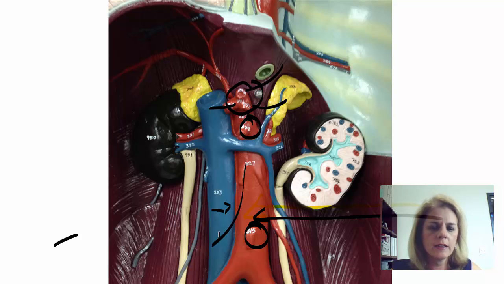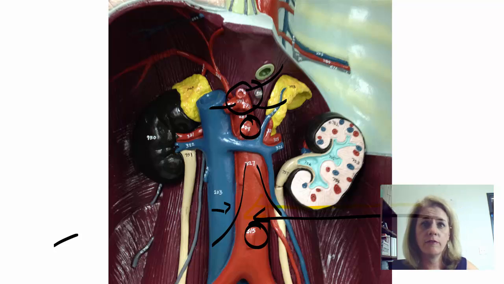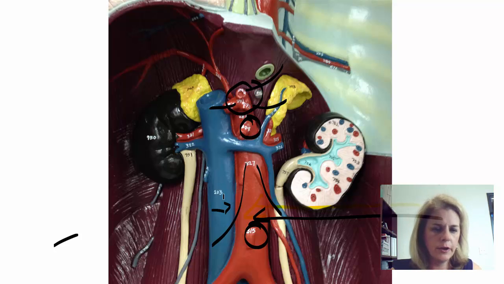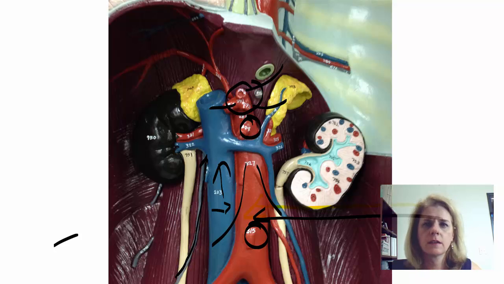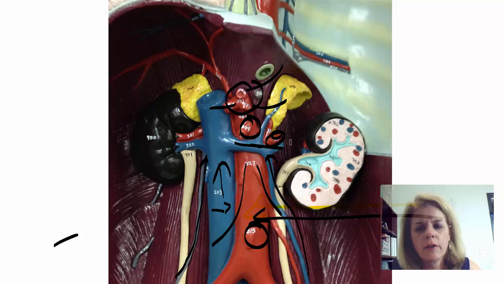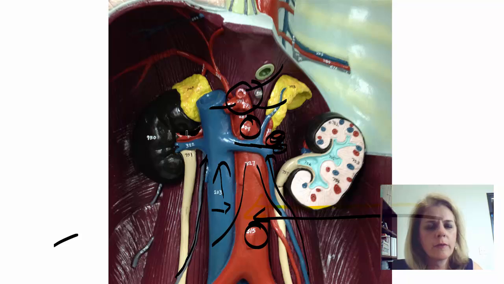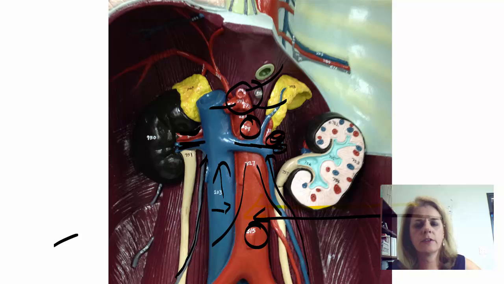Then you have your right and left gonadal veins. Here you have your inferior vena cava. Here comes your right gonadal vein. Here comes your left gonadal vein, and it's emptying into the left renal vein. So here's your right renal artery, your left renal artery and your left renal vein. Here's your right renal artery and your right renal vein. So there's a lot of things you can see on this particular slide, and hopefully identify these vessels.